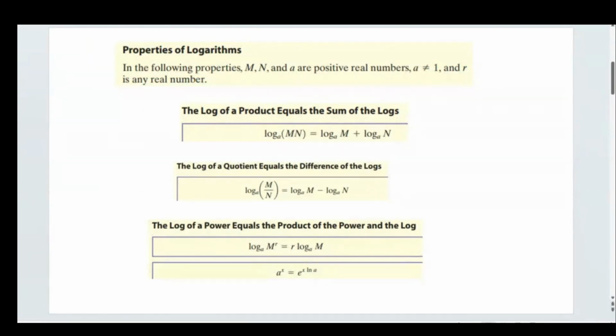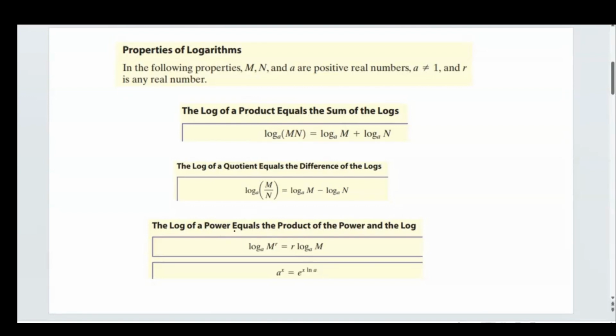Here we have 3 other important properties of logarithms, like the logarithm of a product equals the sum of the logarithms. So when you have the logarithm in base a of a product of two factors, you can rewrite this as the sum of the logarithms of those factors, with the same base, of course. The log of a quotient equals the difference of the logs. So when you have the logarithm in base a of a quotient, you can rewrite this as a difference between the logarithm of the numerator minus the logarithm of the denominator.